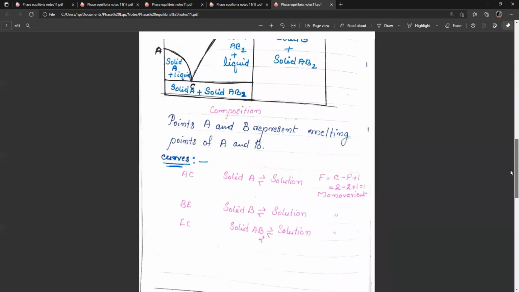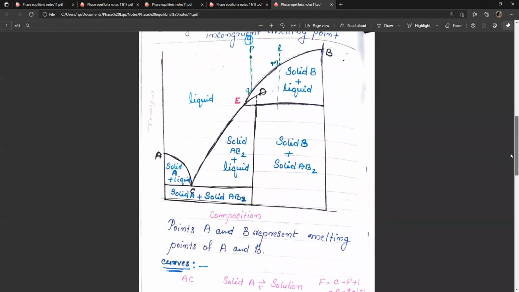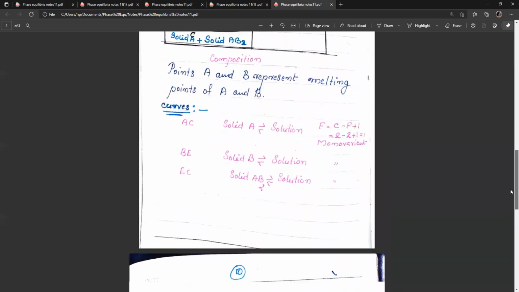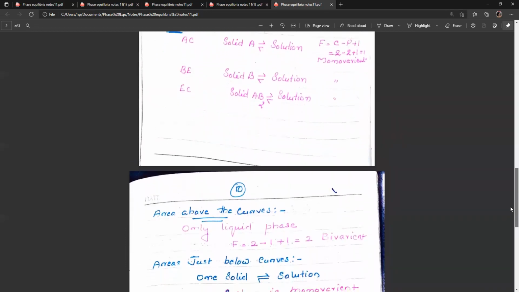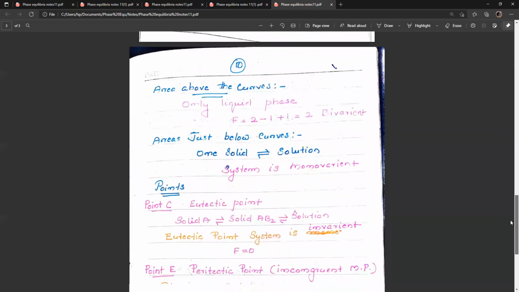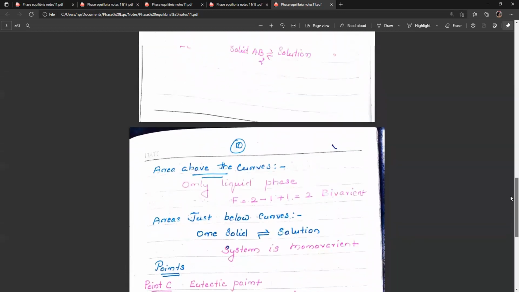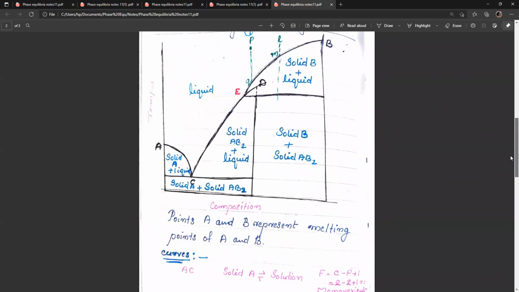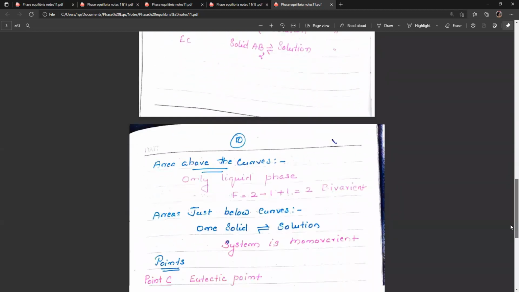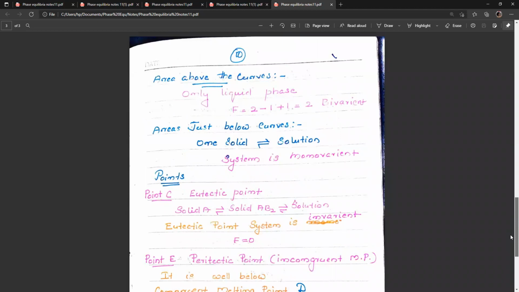Then the area above the curves, in all phase diagrams, contains homogeneous liquid, and so it is only one phase, that is 2 minus 1 plus 1, that is, the system is bivariant. And in all areas just below the curves, one solid phase is in equilibrium with the liquid, that is, one solid in equilibrium with the solution. So on applying the reduced phase rule, the system is monovariant.